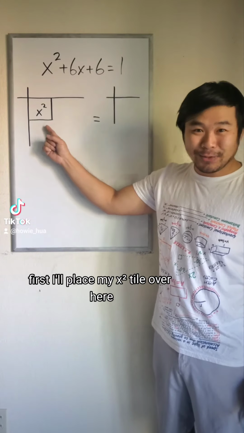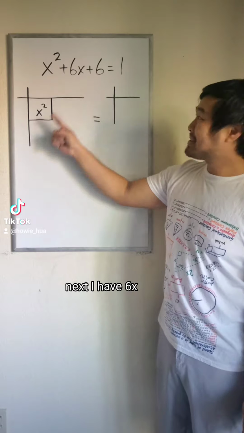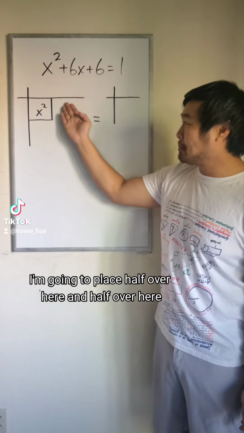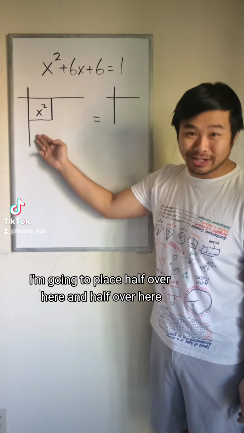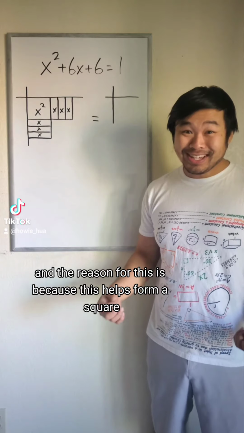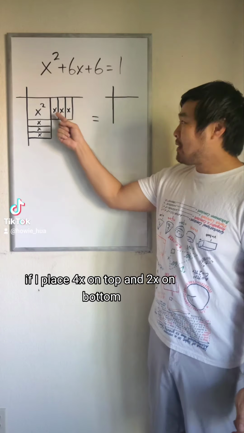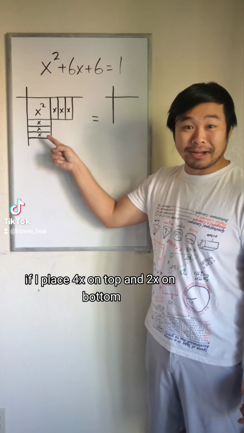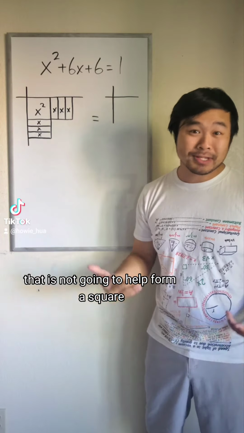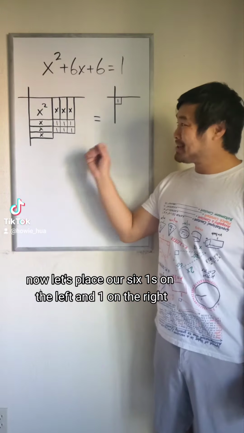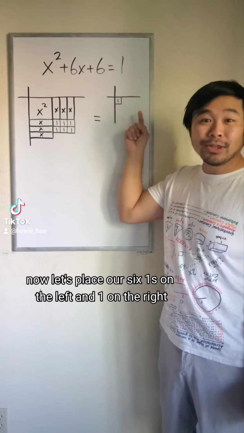First, I'll place my x squared tile over here. Next, I have 6 x's. I'm going to place half over here and half over here. And the reason for this is because this helps form a square. Because, for example, if I placed 4 x's on top and 2 x's on bottom, that is not going to help form a square. Now let's place our 6 ones on the left and 1 on the right.